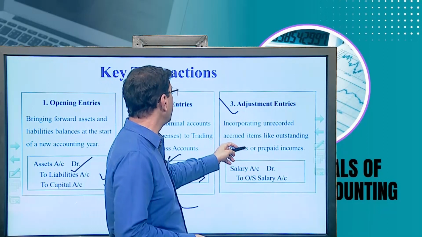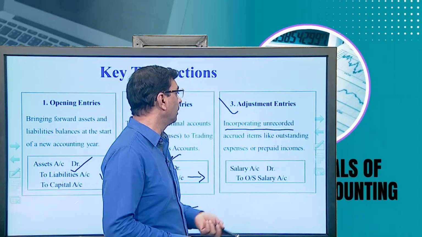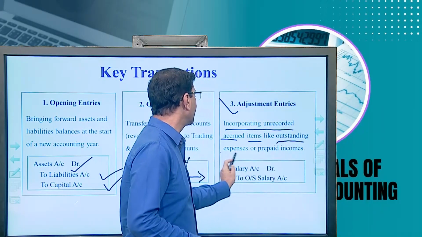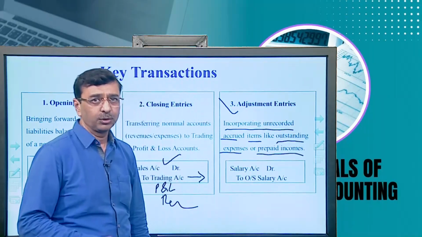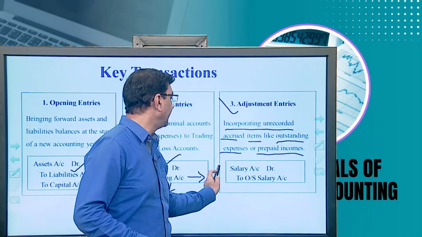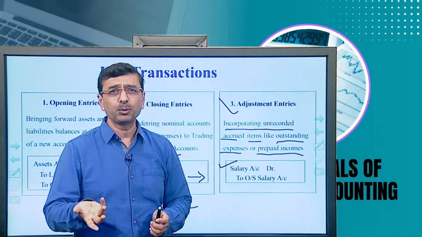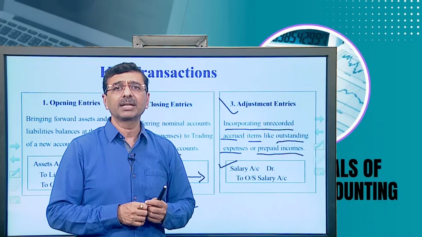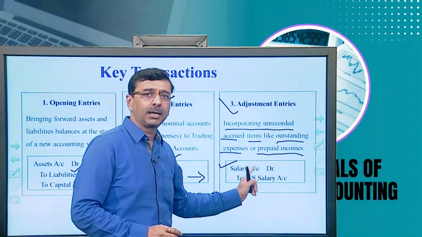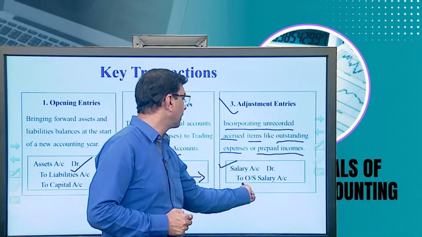So now what are adjustments? Suppose in a corporation there are some unrecorded transactions, accrued items like outstanding expenses or prepaid incomes. Then what to do? Suppose outstanding expenses like salary. The salary was supposed to be paid, but by mistake it was not paid. So that is outstanding. Salary is an expense, so salary account is debited. Outstanding salary is your liability, so outstanding salary account is credited.